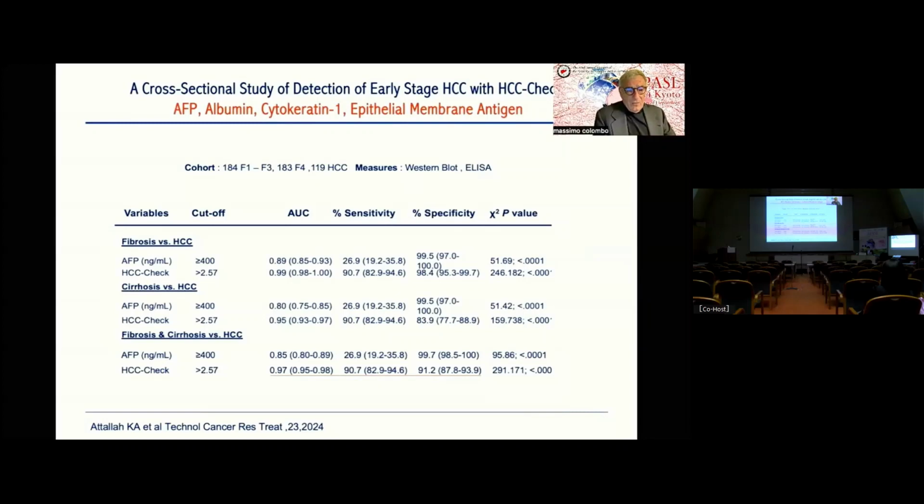Here, you might say that the algorithm fits perfectly our aims because it was run in a country, Egypt, where the vast majority, 90% of liver cancers, are hepatitis C related. And it is user-friendly because it is measured through Western blot and ELISA.